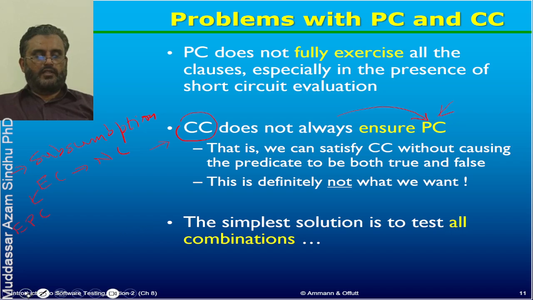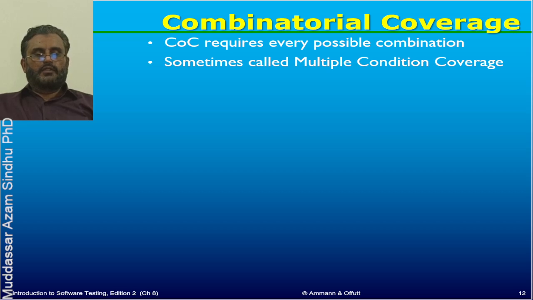Another criterion that can be achieved in this case, and probably the simplest solution, is to cover all possible combinations. What do we mean by that? It means we want to achieve combinatorial coverage, which requires every possible combination to be evaluated. This is sometimes called multiple condition coverage, abbreviated as MCC.